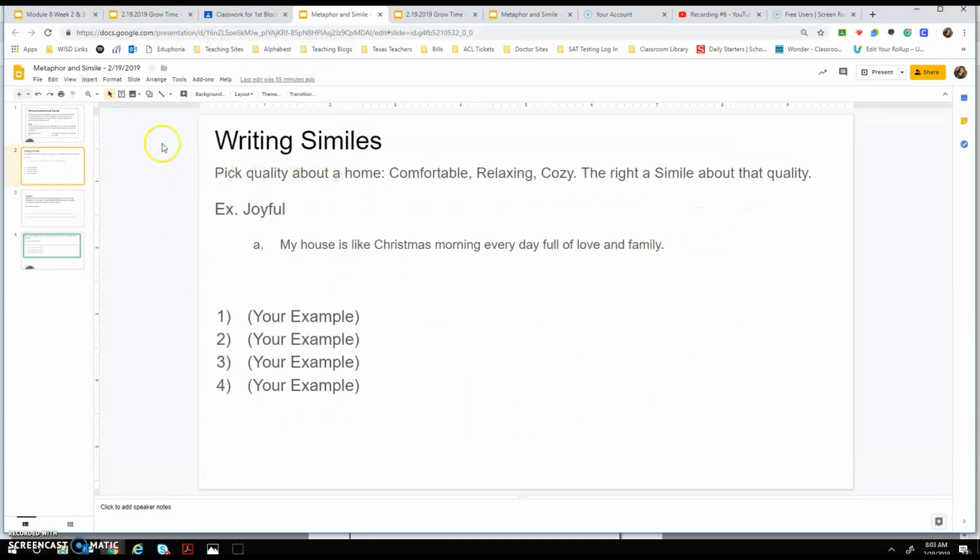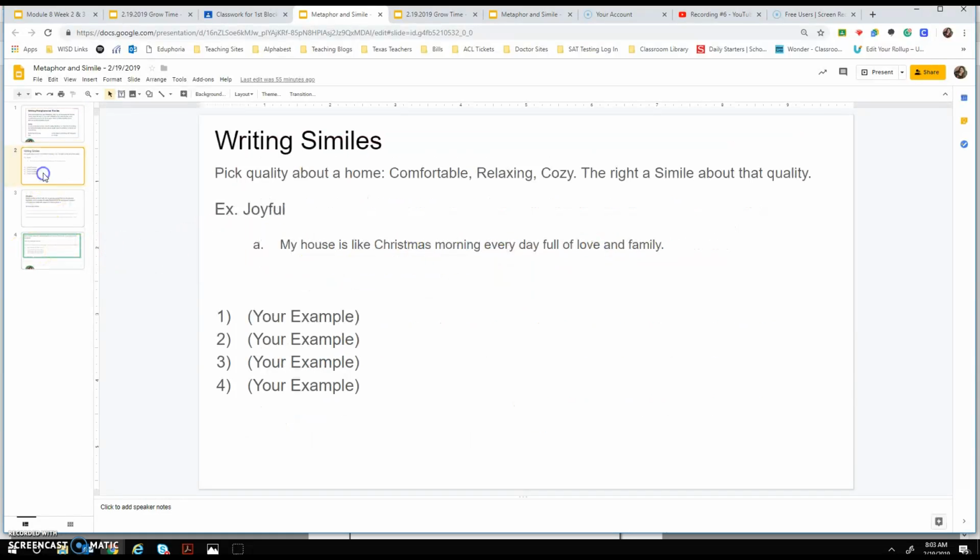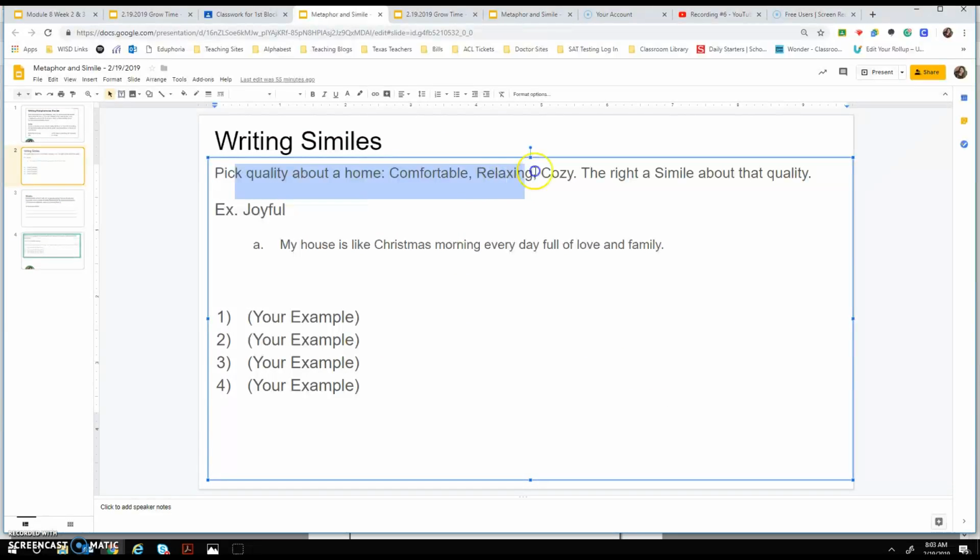In a nutshell, you are going to pick a place. Where do you feel completely at home? And you are going to pick a quality about the home, whether it's comfortable, relaxing, or cozy. You can also come up with your own, and you're going to create a simile. For example, I said joyful, and I said my house is like Christmas morning every day, full of love and family. So that's for the simile portion.